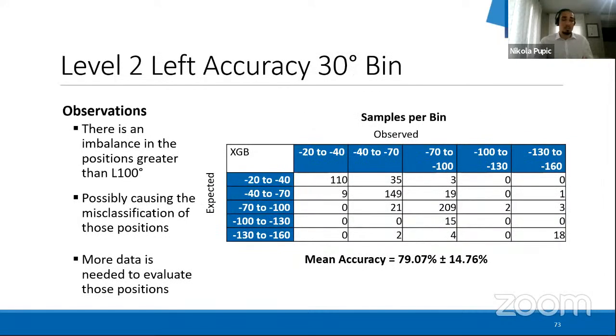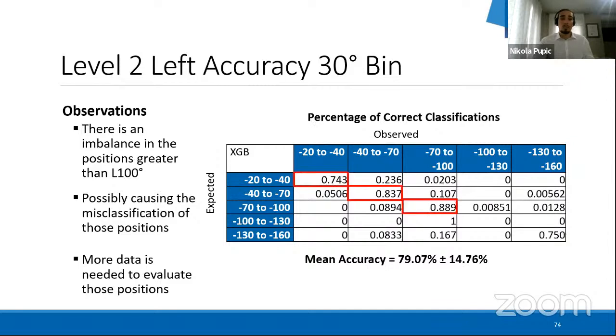For the left bins, we have a similar table as the right, and here the XGB model is the best with an accuracy of 79.07%. Similarly to right classification, the counts show that when the model predicts incorrectly, it is normally off by 1 bin. And looking at the first 3 bins once again, the model predicts with an accuracy of 74%, 84%, and 89%.